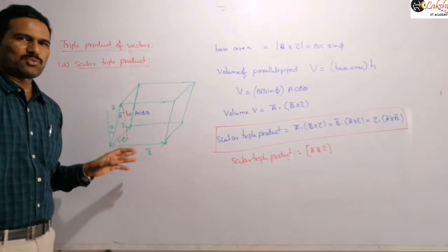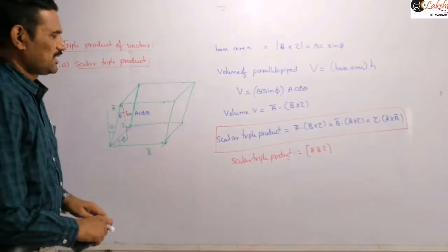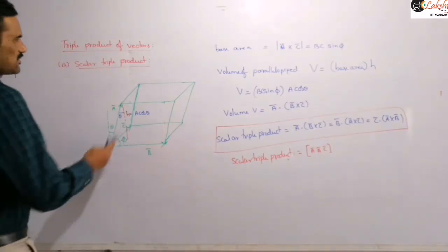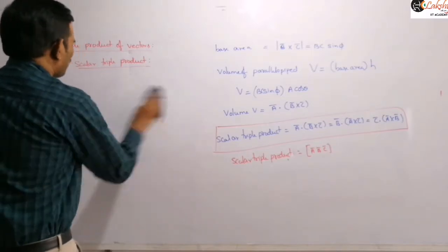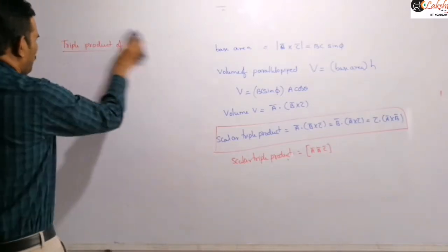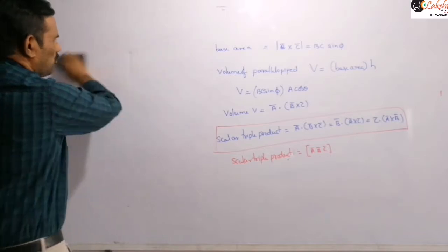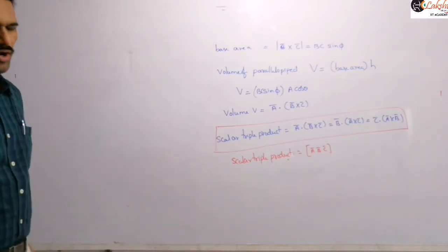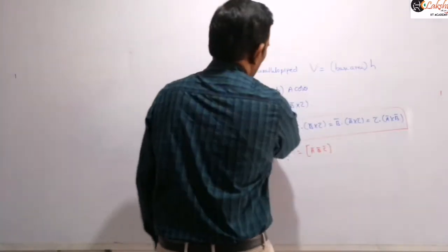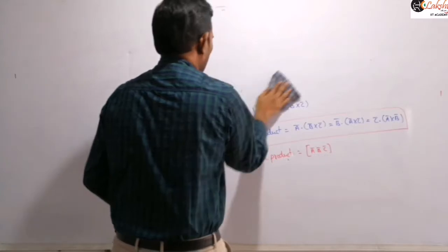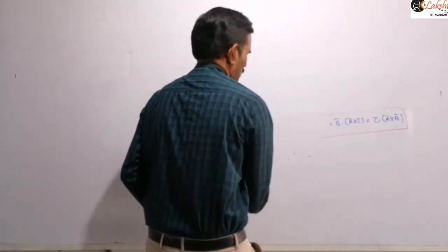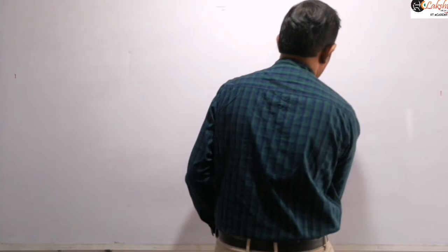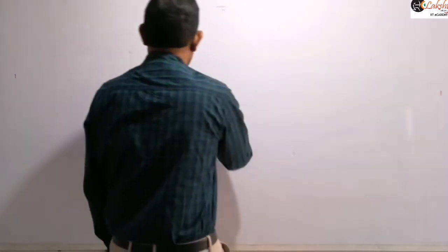Therefore, the scalar triple product of three vectors gives the volume of the parallelepiped formed by those three vectors as three adjacent sides.